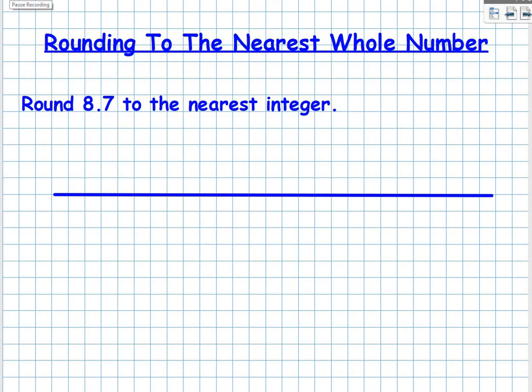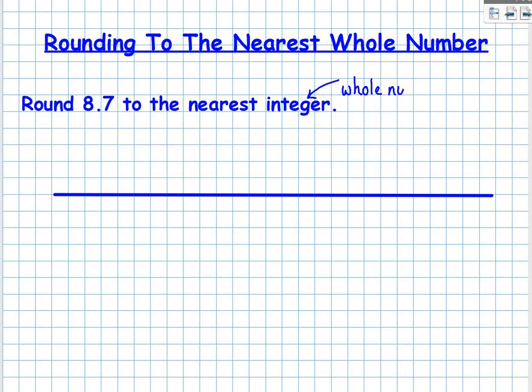In this lesson we're going to look at rounding to the nearest whole number. So on the board there's a question, round 8.7. Obviously that's not a whole number at the moment, that's a decimal number, because you've got a digit after the decimal point. So round 8.7 to the nearest integer. Now please don't be put off by that word. Integer is another word for whole number.